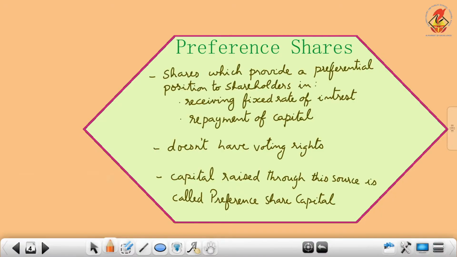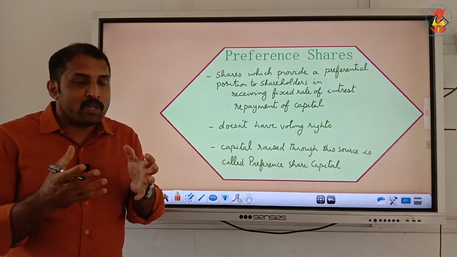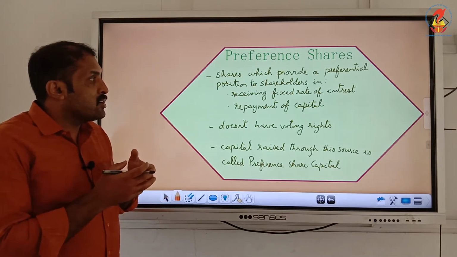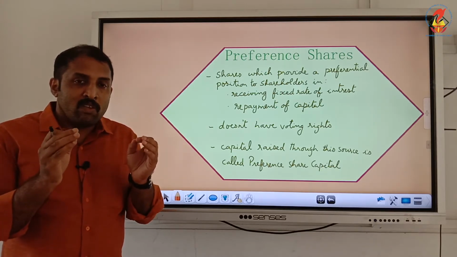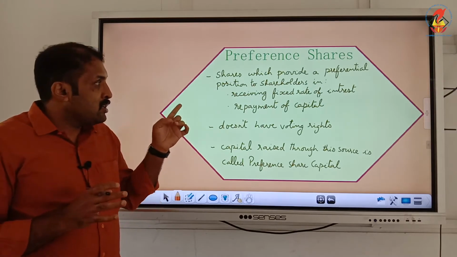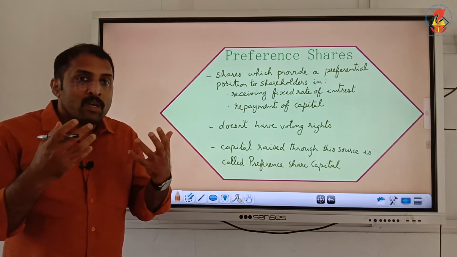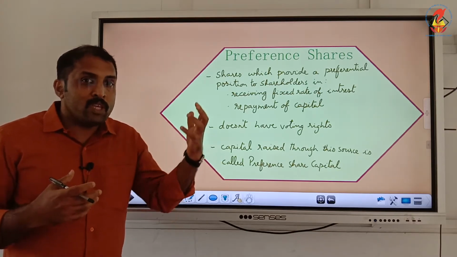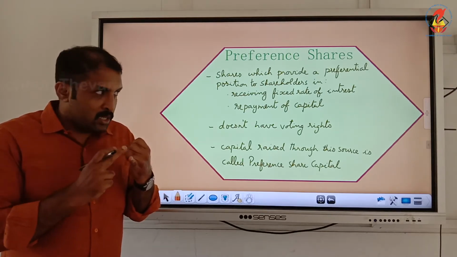Preference shares are those shares which provide some preferential rights to shareholders, and in two cases they are given priority. One is regarding receiving a fixed rate of interest. They will be paid an interest. And the second one is preference in repayment of capital. They will have preference when compared with equity shareholders.